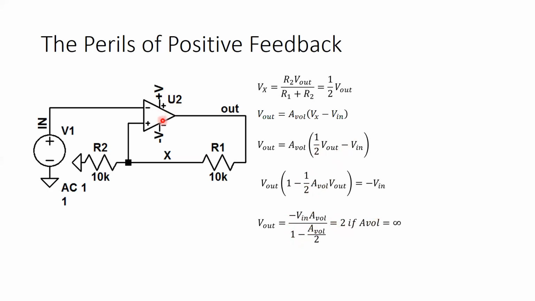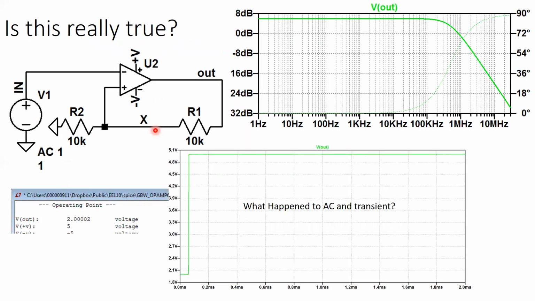I assumed it was ideal. I did voltage division instead of nodal. I didn't make any mathematical mistakes. But I've been saying you can't do this for years. Well, you can't. And the reason is this DC model thing doesn't work. When you have negative feedback, it does. When you have positive feedback, it doesn't.